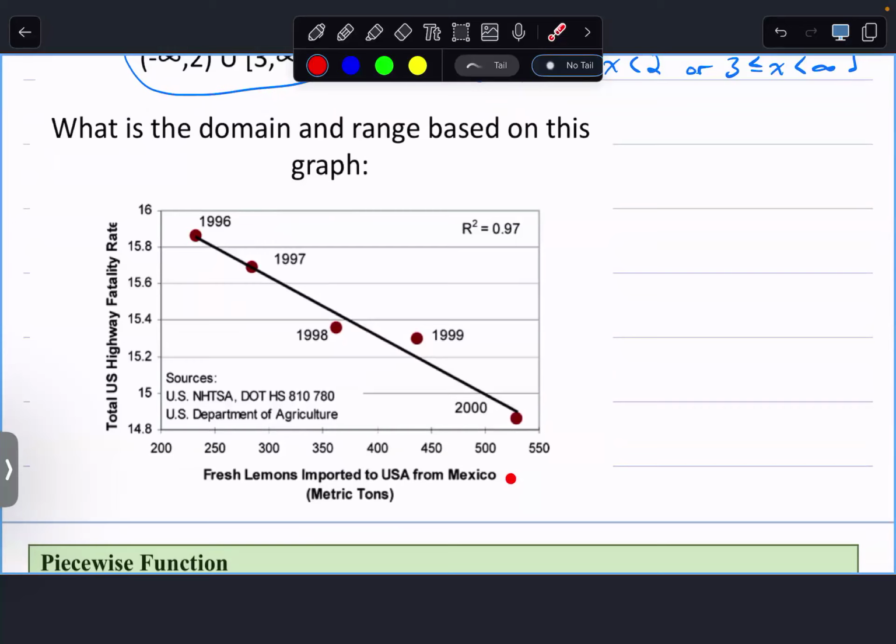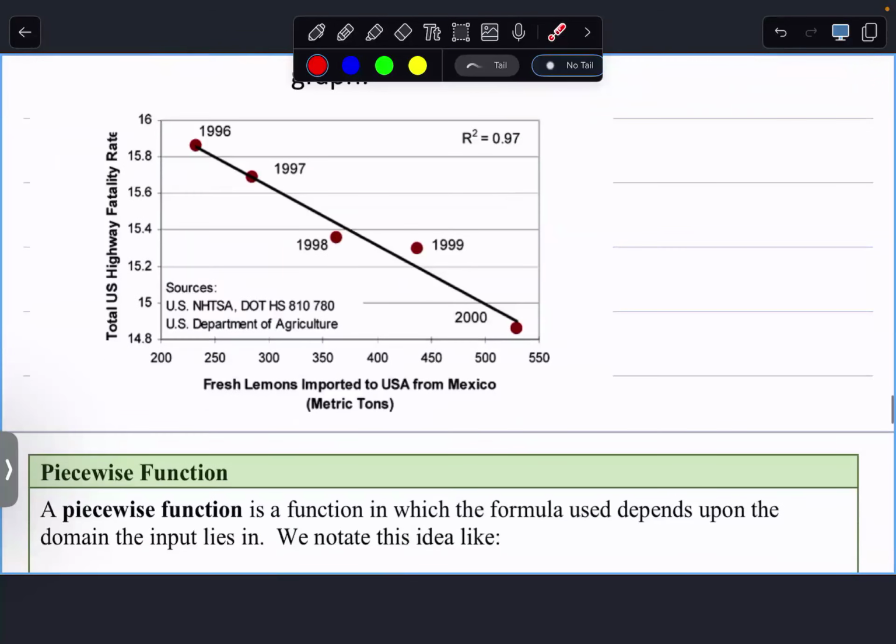I misread this briefly. So here we've got a graph of fresh lemons imported to USA from Mexico, but I read it as from USA to Mexico. And why would we do that? Or why would they do that? I don't know. So this makes more sense. Exactly as it says. And then we've got on the y-axis the total US highway fatality rate.